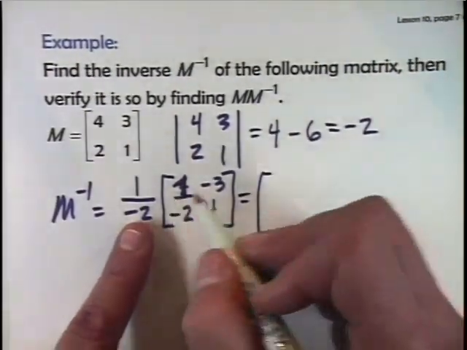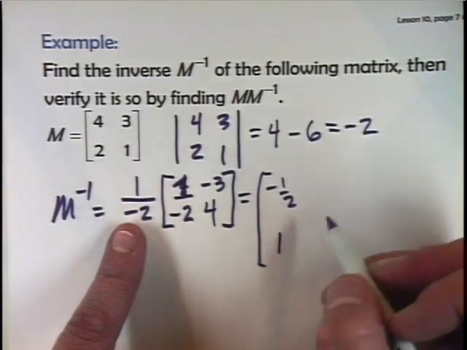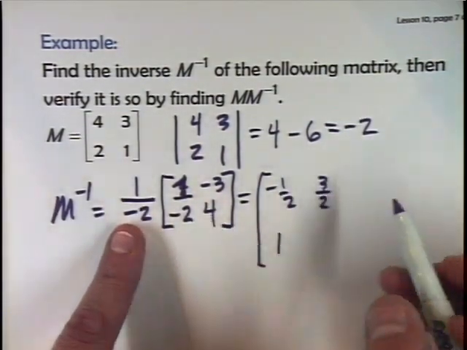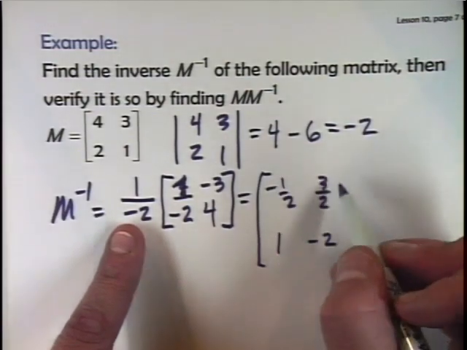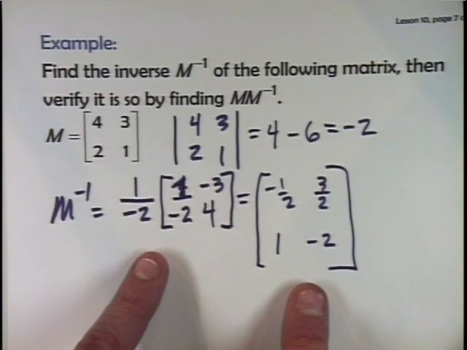So that's going to give me negative 1/2. Negative 2 divided by negative 2 is 1. Negative 3 divided by negative 2 is 3/2. And 4 divided by negative 2 is negative 2. So that should be the inverse matrix right there.